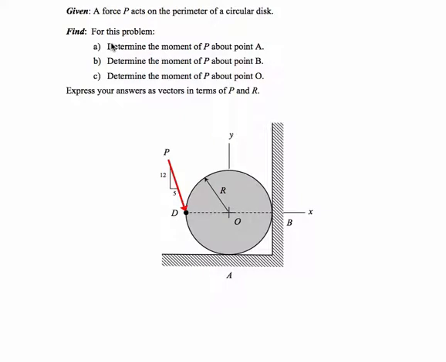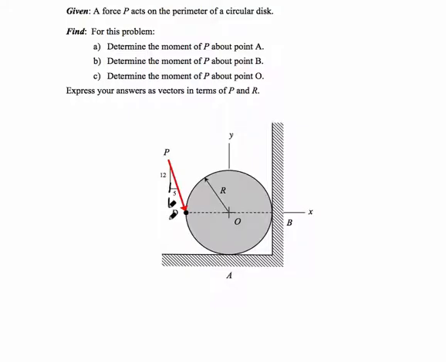In this problem, we have a load P, which is acting at point D on this disk. What we want to do is calculate the moment of P about 3 points, A on the bottom, B on the right, and O the center of the disk. In each case, we're going to use the vector approach of doing R cross F.